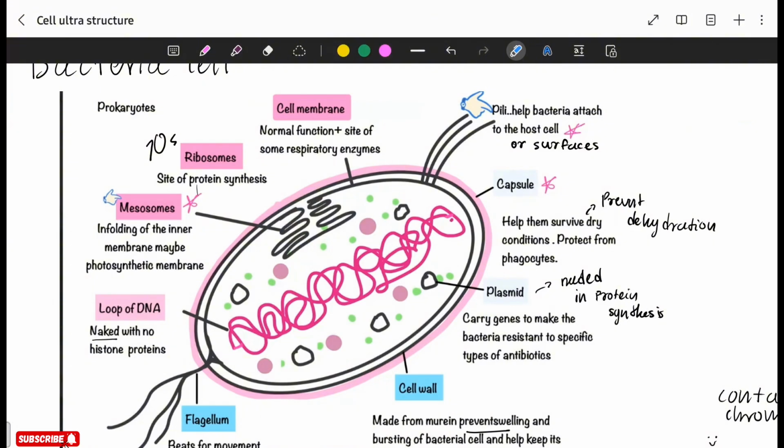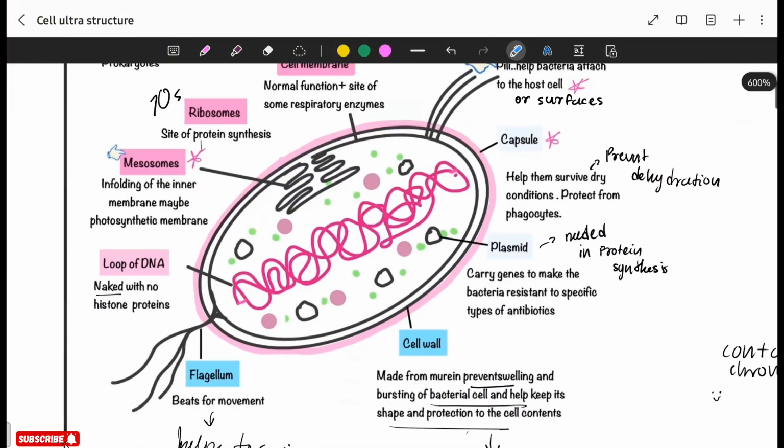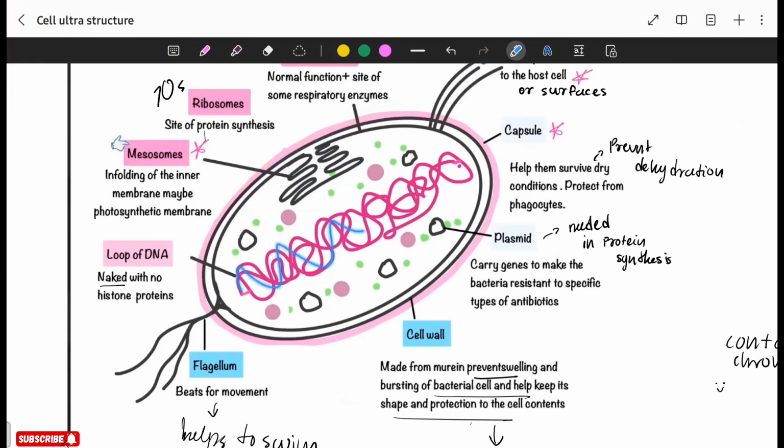For the DNA, they have a loop of DNA. Their DNA is like this, a loop, and it has no histone proteins. Whenever it has no histone proteins, we call it naked DNA. So it's not covered with histone proteins.